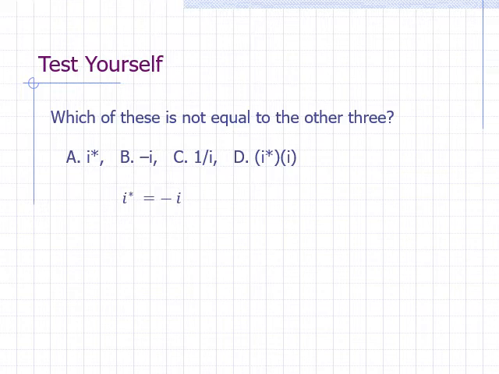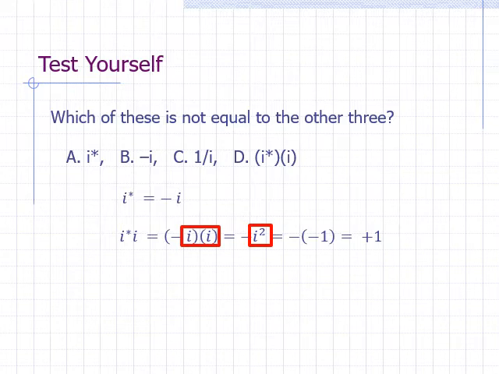Let's take a look at choice D, i star times i. We replace i star by negative i. Then, i times i equals i squared. So we have negative i squared. But by definition, i squared is negative 1, so we have negative of negative 1, which is positive 1. This means choice D is not equal to choices A and B and has to be the correct answer.